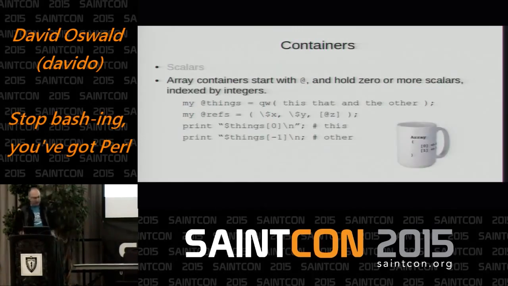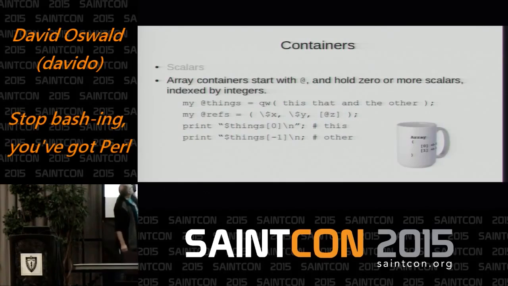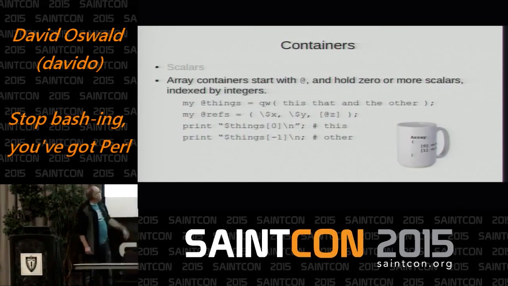Other types of containers, the next one would be an array. You can think of an array as a container that holds a list of things. And that list doesn't have to be any specific type of thing. It just has to be a list of scalars. So here we have my @things, which is, array containers in Perl start with the sigil that looks like the @ sign. I guess @ looks like an A for array, okay? So my @things equals this, that, and the other. So now we have 1, 2, 3, 4, 5 things in this array. My @refs, here we have an array called refs that's holding references to scalars. And here we're just going to print the 0th thing, which would be the first thing in things, and that's going to be this.